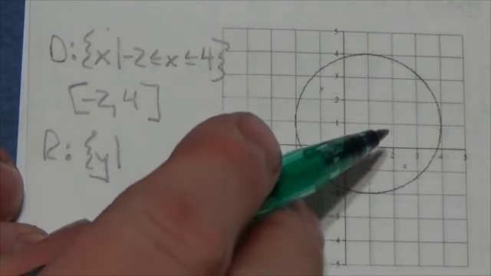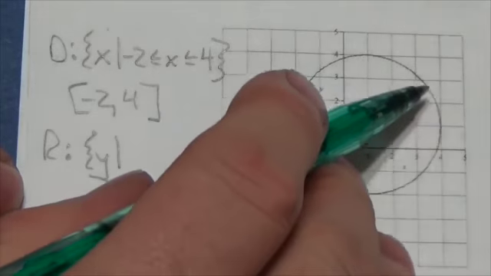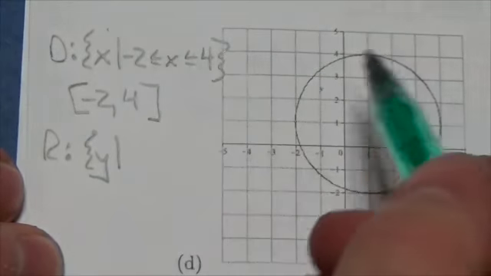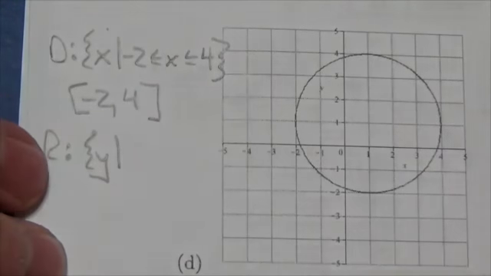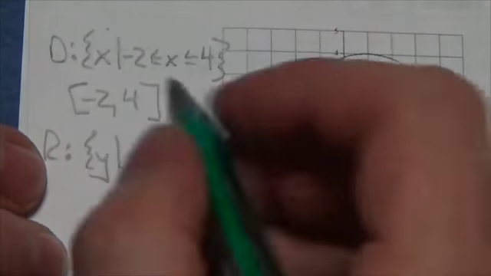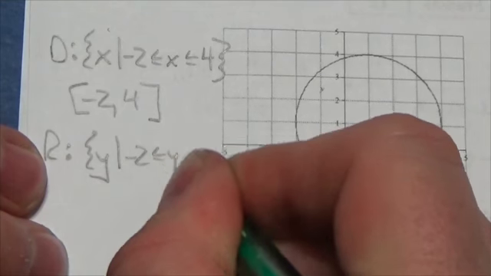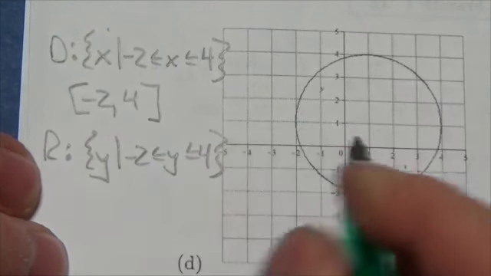And then you keep going up here, and I can follow this curve around, but then the curve disappears once I get up to 4. And so my range here is actually the same as my domain. It's going to be from -2 out to 4, including the endpoints.